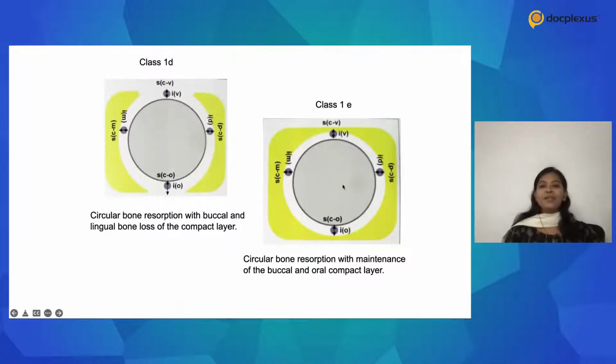Class 1E is where there is a little amount of compact layer around, but around the implant there is complete bone loss. So class 1E is circular bone resorption, but with maintenance of the compact layer of the buccal as well as the oral compact layer.